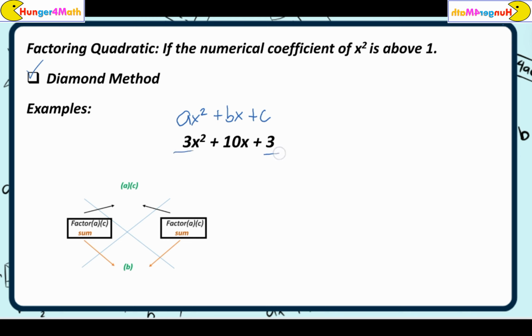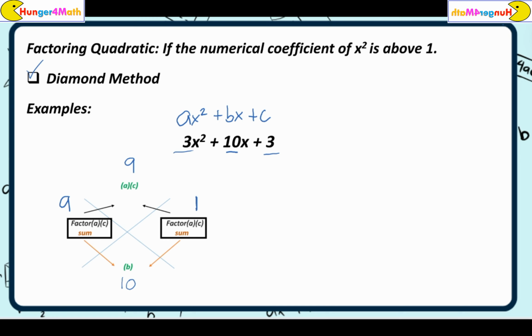So for the diamond method, on the top part, that is a times c, which is 3 times 3, that is 9. And the bottom will be b, that's the value of b, that is 10, right here 10. And then the left and right side is the factors of 9, that the sum is 10. And that is 9 times 1 and 9 plus 1. Because 9 times 1 is 9, and 9 plus 1 is 10.